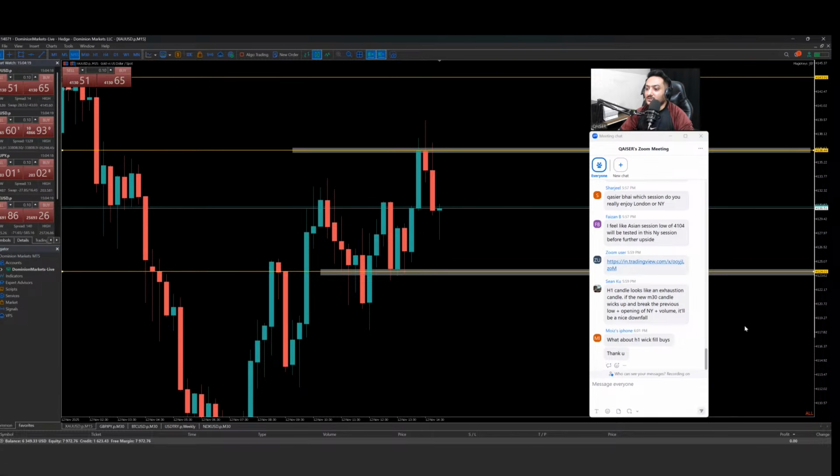So if M15 closes bullish, then we go for buys and the 1 hour wick fill. What do you think? We'll see how it's going to close.